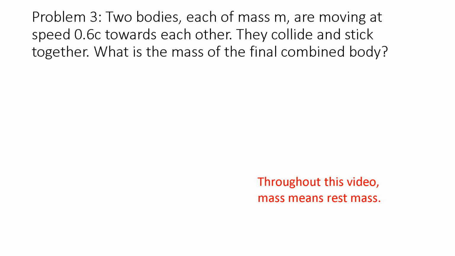Problem 3. Two bodies, each of mass m, are moving at speed 0.6c towards each other. They collide and stick together. What is the mass of the final combined body? Pause the video, try to solve the problem by yourself and then proceed.